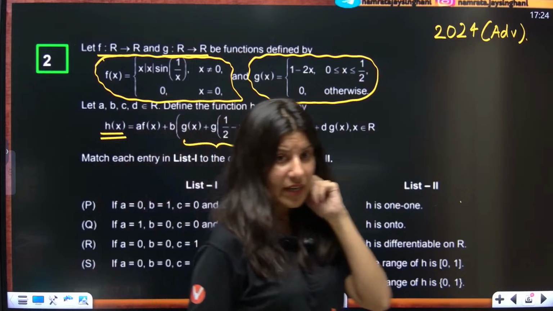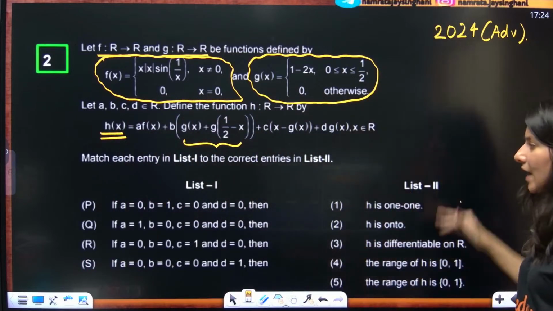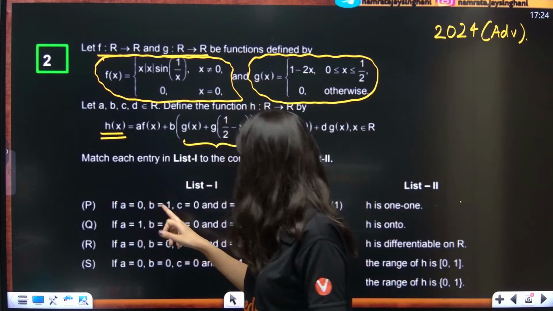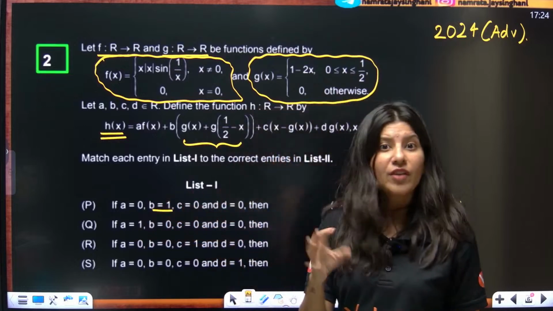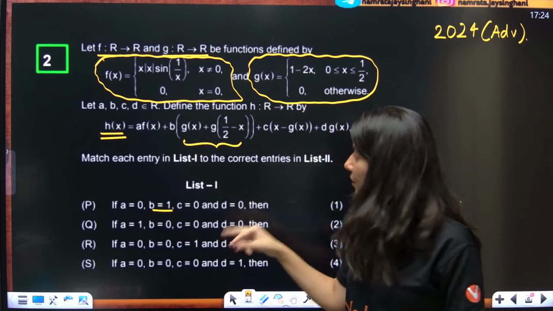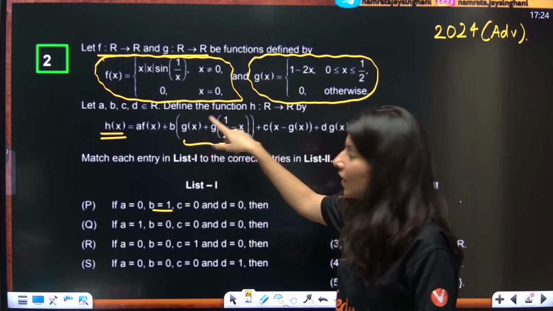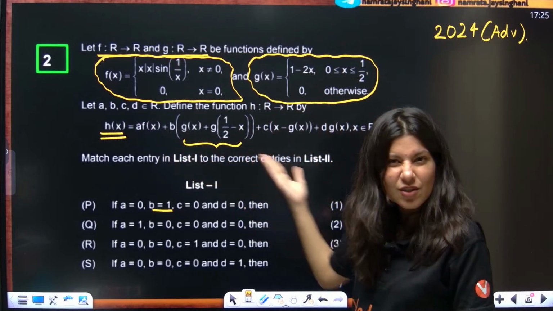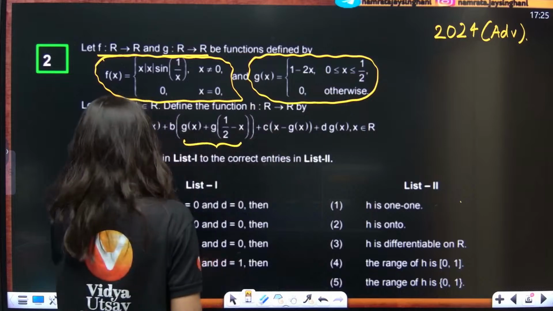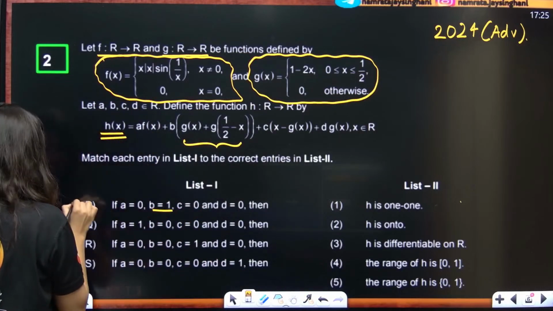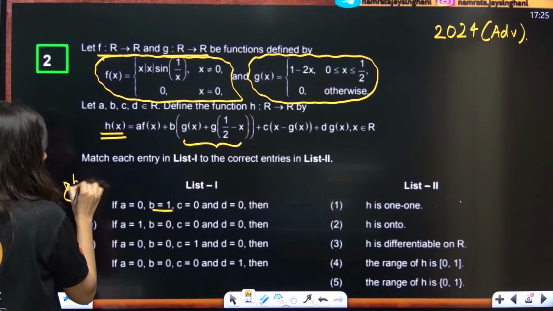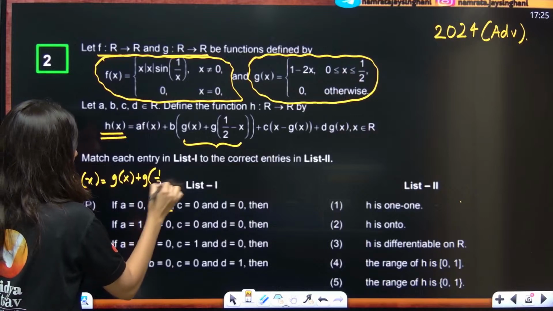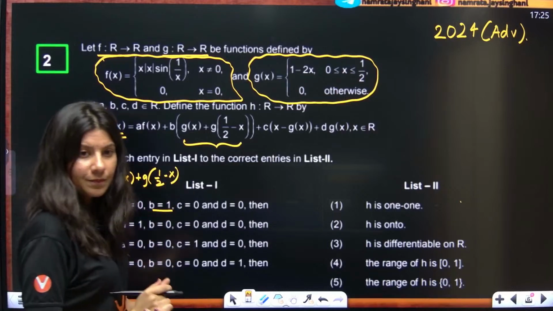All right. Now, as per this list 1 and list 2, we are given PQRS, where in P, if you see, only B is 1 and every other coefficient is 0. If B is 1, that means only this part of h(x) will be there. A is 0, so this will be gone. h(x) over here is nothing but B times, B is 1. So for the P part, h(x) is equal to g(x) + g(1/2 - x). Yes or no? This is your h(x).